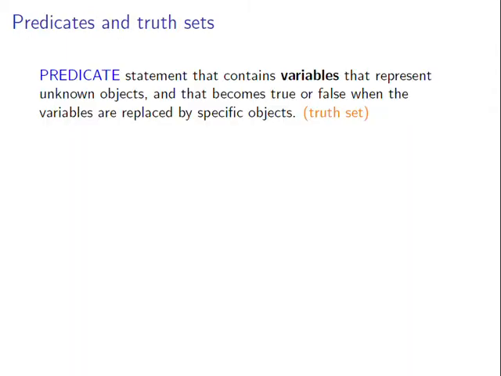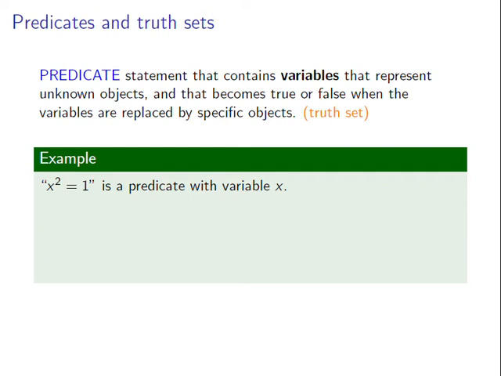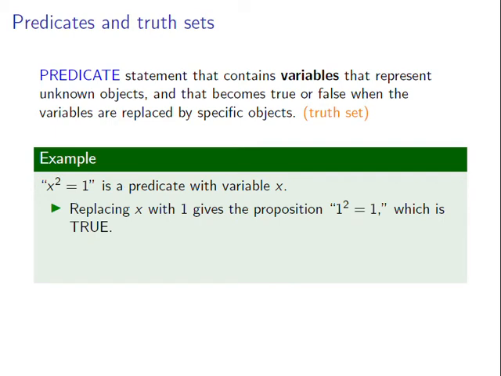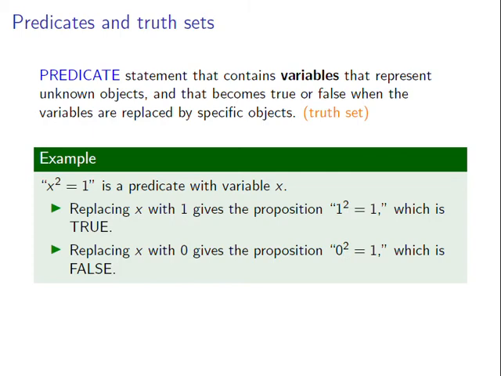Recall that a predicate is a statement that contains variables that represent unknown objects, and that becomes true or false when the variables are replaced by specific objects. A predicate has a truth set which we shall define shortly. For example, the statement x squared equals 1 is a predicate with variable x. Replacing x with 1 gives the proposition 1 squared equals 1, which is true. Replacing x with 0 gives the proposition 0 squared equals 1, which is false. We will often denote a predicate P with variable x using the notation P of x.